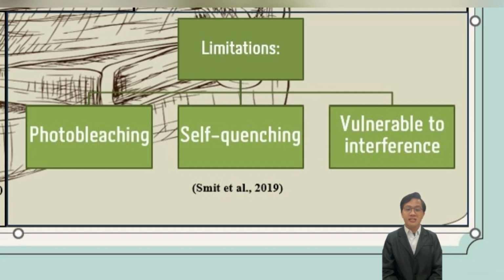DCVJ is also vulnerable to interference from other substances in the environment. Various factors such as pH, ionic strength, and the presence of other fluorescent molecules can interfere with the fluorescence of DCVJ, leading to unreliable results.